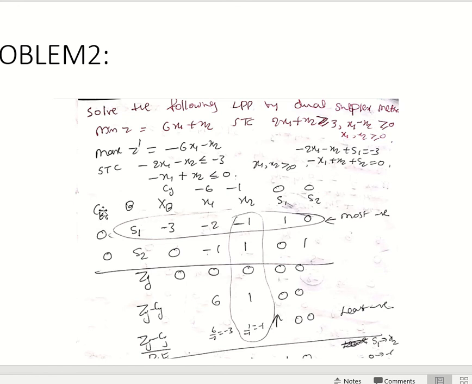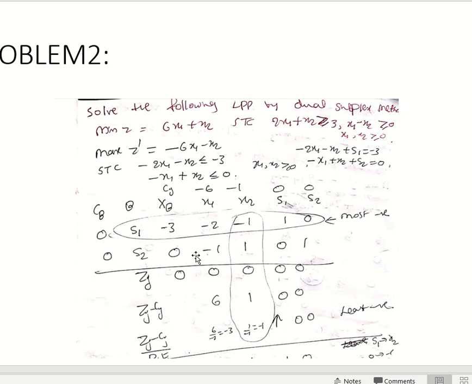First we have to write CB, that is we have to consider the s1 s2 coefficients here, then b, that is s1 s2 base variables, xb. Now we have to write the basic feasible solution here. xb means here RHS part, that's it. Then x1 x2 s1 s2, write the coefficients.